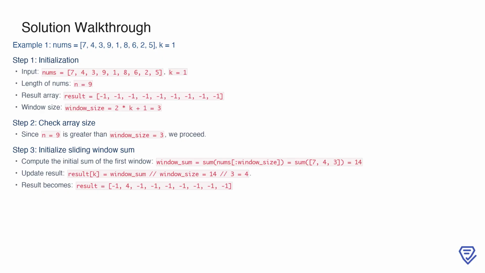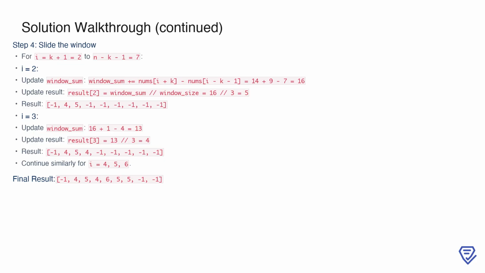To start, we compute the sum of the first window, which consists of the first three elements, 7 plus 4 plus 3 equals 14. Using this sum, we calculate the average for the middle element of the window, which is at index k equals 1. The average is 14//3 equals 4. So we update the result array at index 1. The result array now looks like this: -1, 4, -1, -1, -1, -1, -1, -1, -1.